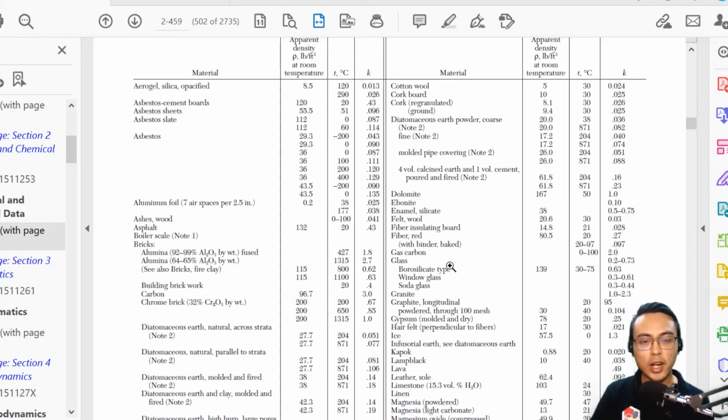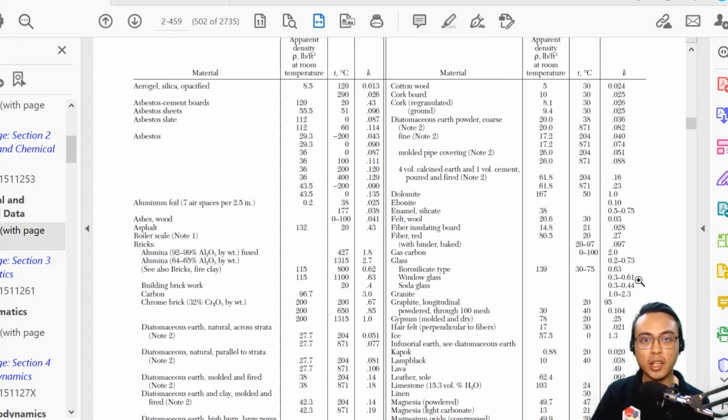For the entries of glass here, we have several types. We have borosilicates, window glass, soda glass. So let's use window glass because we are using the glass in our example as a window pane. The thermal conductivity of window glass, as shown here, ranges from 0.3 to 0.61.